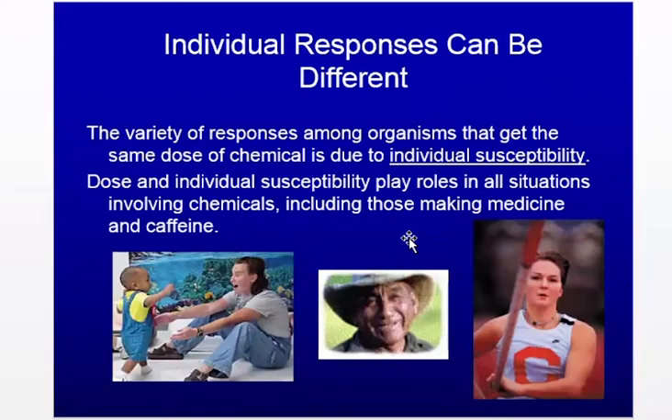Yeah, so it's true, because we are genetically different. So chances are that we are going to respond differently to different types of poisons. And there are people who are more susceptible than others. So it's the dose and the individual susceptibility that plays a role in all situations involving chemicals. You can all be exposed to the same poison, but others will experience more adverse effects than others because of other issues.